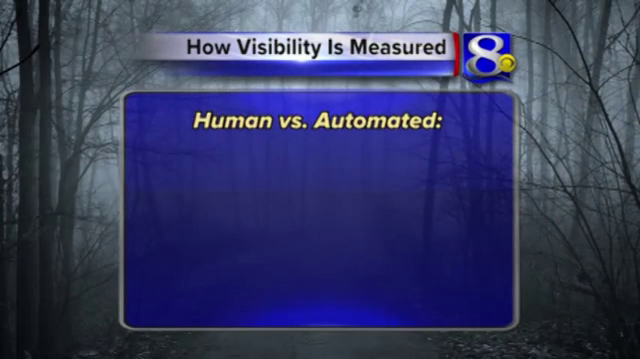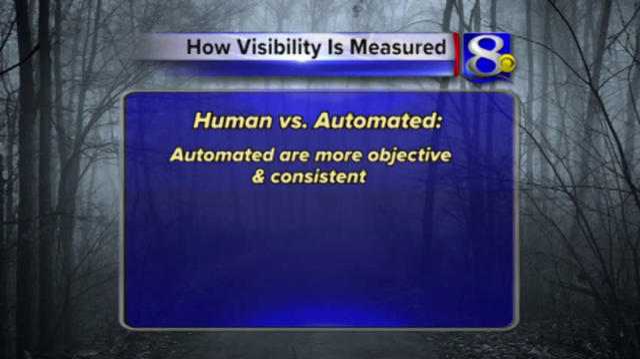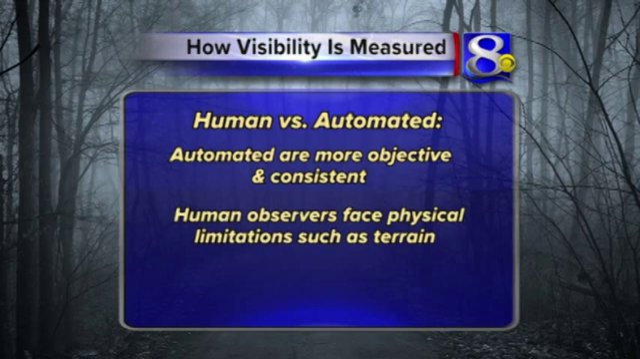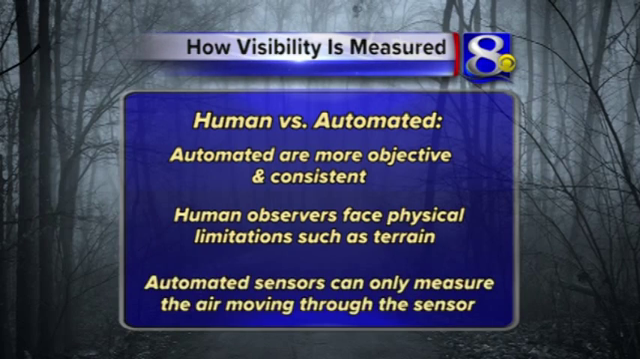So which is better, human versus automated? Well, they both have their pros and cons. The automated sensors are obviously more objective, more consistent, and used more often. With human observers, you might think it's good because that's actually what we're seeing as people in terms of fog. But you face physical limitations like terrain, buildings, your point of view, your angle. Then the automated sensors are only measuring the air moving through that sensor.